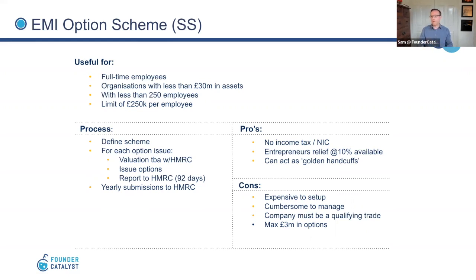You can see here in the normal format, we outline that it's useful for full-time or nearly full-time employees. There are certain caveats around the organizational size. A company can't be worth more than 30 million already. It's got to have less than 250 employees. There are also exclusions on qualifying trades, or excluded trades. For example, if you're running an accountancy or lawyer firm, you can't make use of the EMI options.